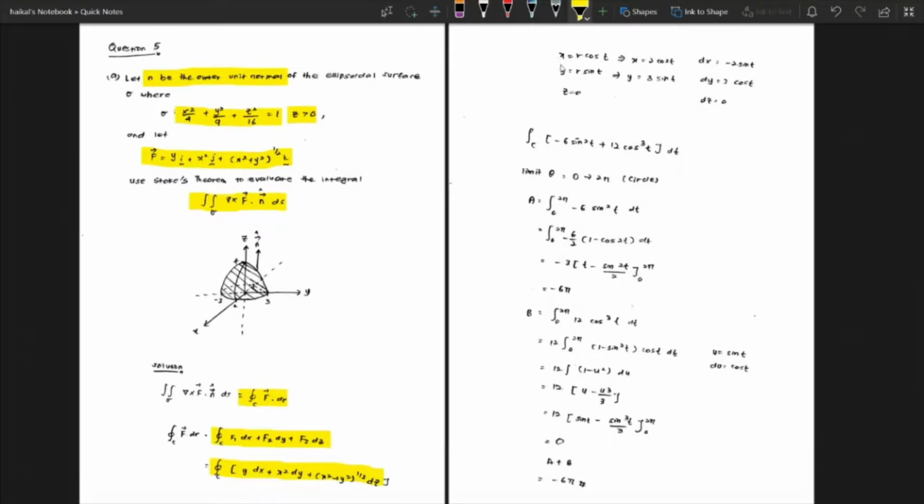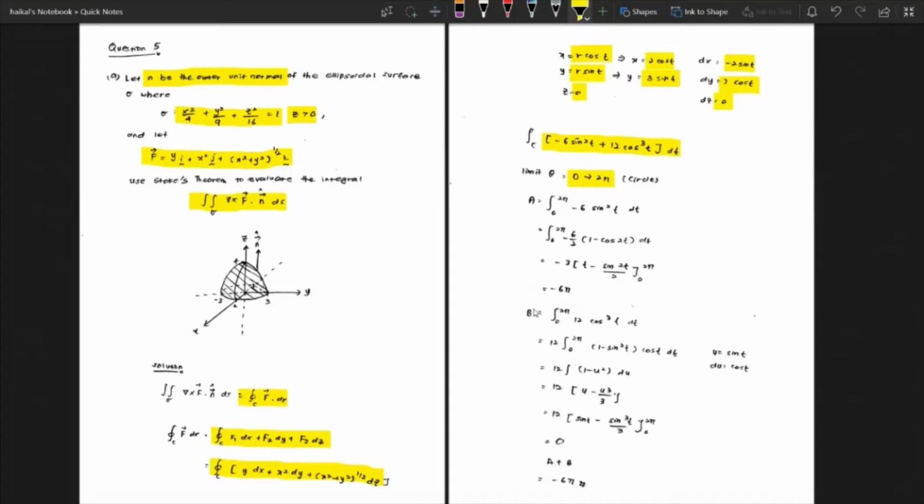So x, y, z we must change. We use x equal to r cos theta, y equal to r sin theta, z equal to 0. So r for x is 2. So x is equal to 2 cos t, y equal to 3 sin t. So dx is equal to negative 2 sin t dt, dy equal to 3 cos t dt. So dz is 0. So we integrate negative 6 sin squared t plus 12 cos cubed t dt. So the limit for theta is from 0 to 2 pi.